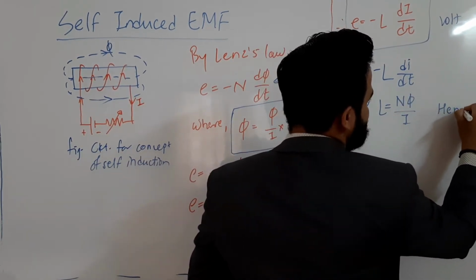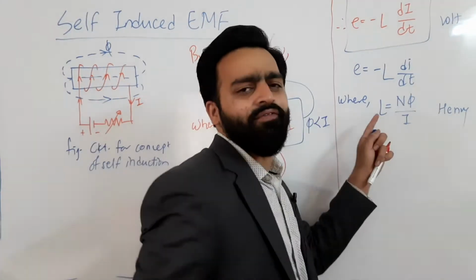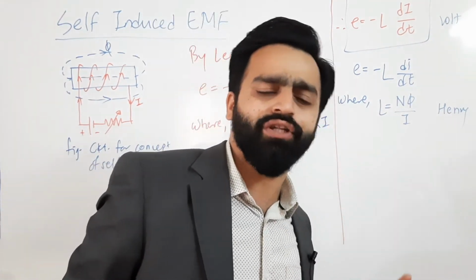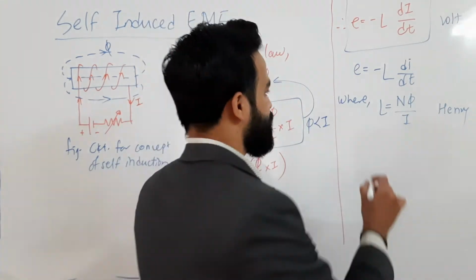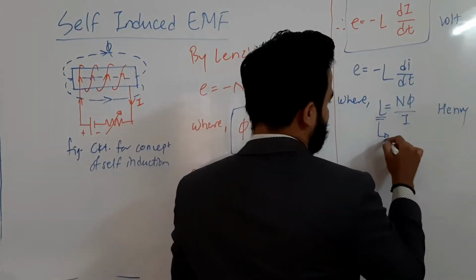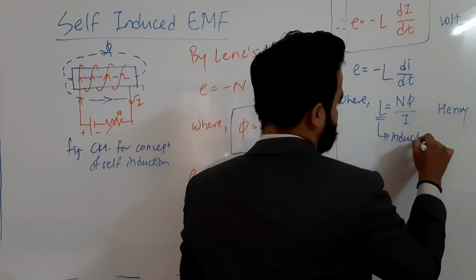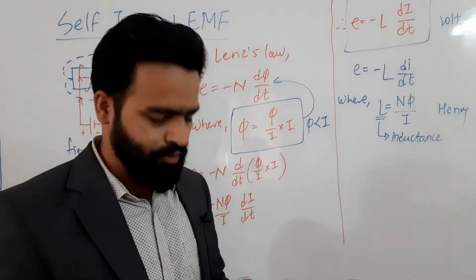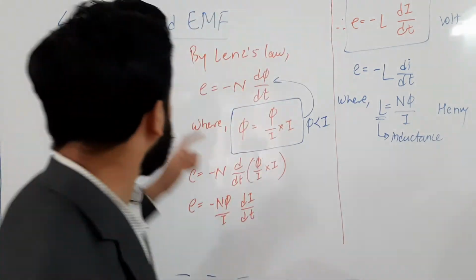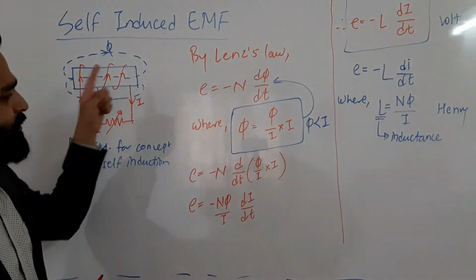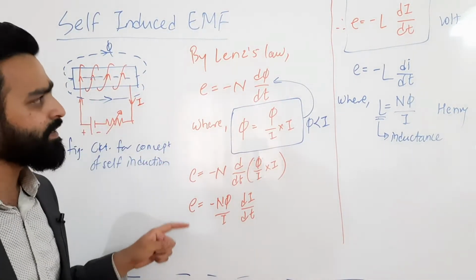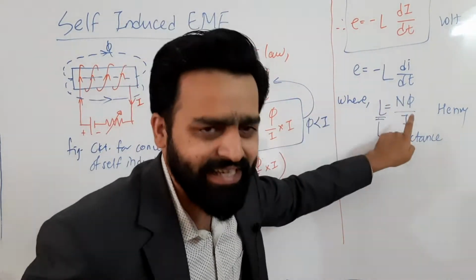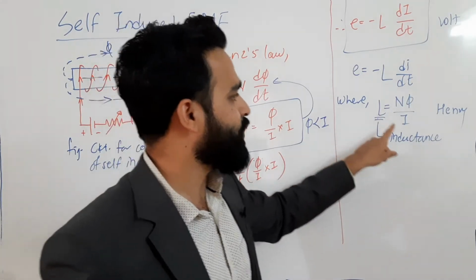It is called self-inductance, coefficient of self-induction. So what is L? L is inductance, and inductance is measured in Henry. So I hope you have understood what is self-induced EMF, how EMF induction takes place in case of self-induced EMF, and what is the equation of self-induced EMF. It is E is equal to minus L di by dt, where L is equal to n phi by I.